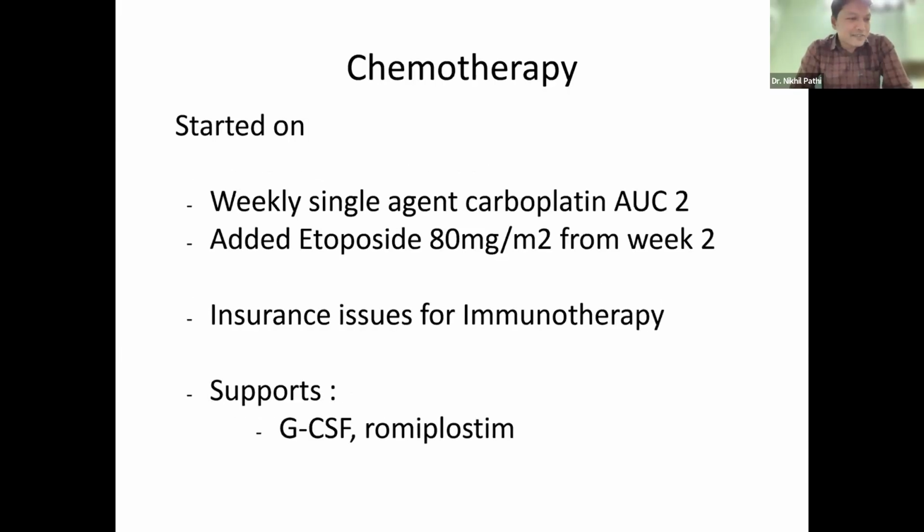So what we did with our patient was, after a thorough discussion, we started him with single agent carboplatin AUC2, and he tolerated the first dose well. So we added etoposide from the second week onwards. For him, he had some logistic issues with immunotherapy, so that question was sorted by nature. He needed some support once in a while, maybe 1 or 2 GCSF injections, and every alternate week or once every 3 weeks, he needed some romiplostim for his marrow to recover. But we were fairly able to deliver his weekly doses at a reasonable pace, and he was also tolerating it okay, I would say.